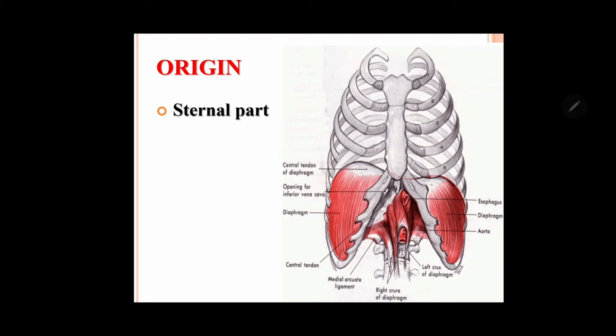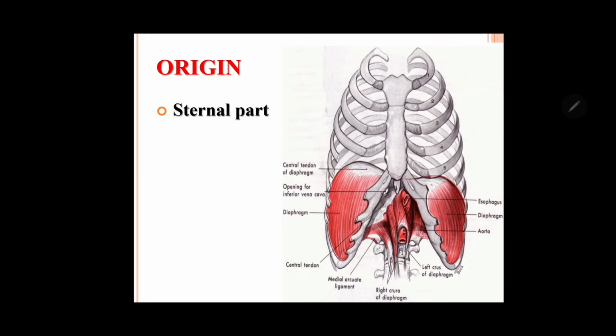You can see by way of crus, the right crus taking origin from the upper 3 lumbar vertebrae, the left crus from the upper 2 lumbar vertebrae, and it also has contribution from the fascias covering the posterior abdominal wall muscles. Like here you can see the psoas major, psoas fascia, then quadratus lumborum covered by the anterior layer of thoracolumbar fascia. So it is a musculo-aponeurotic sheet having origin from the sternum, ribs, vertebrae and fascias.